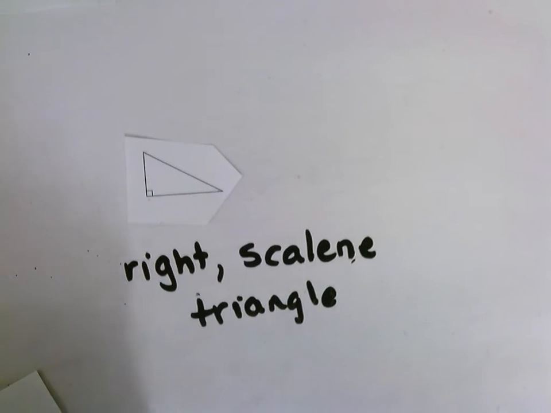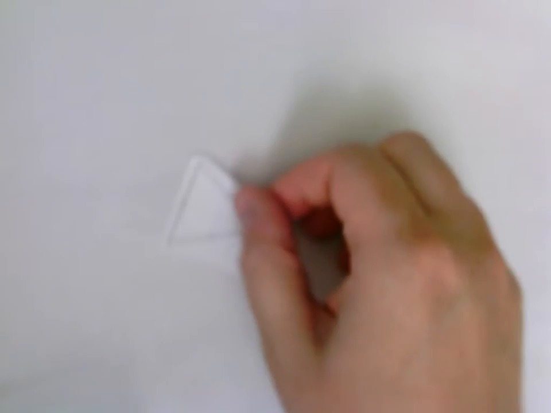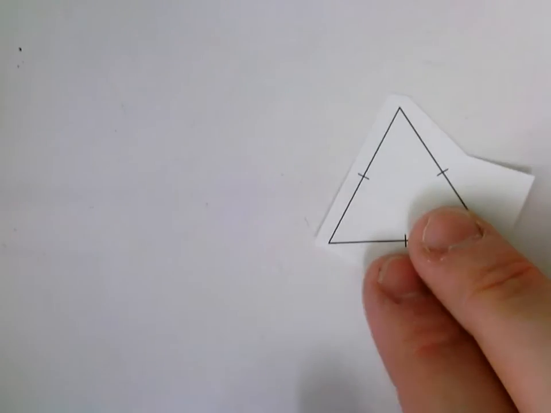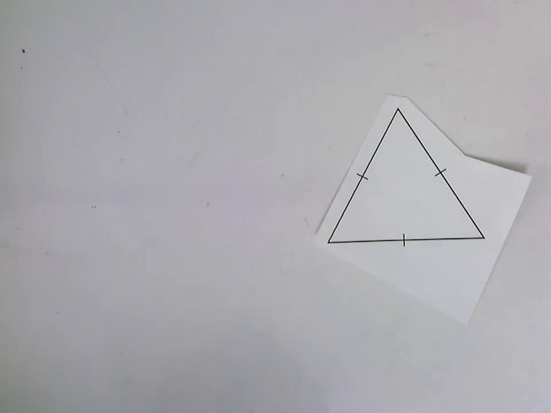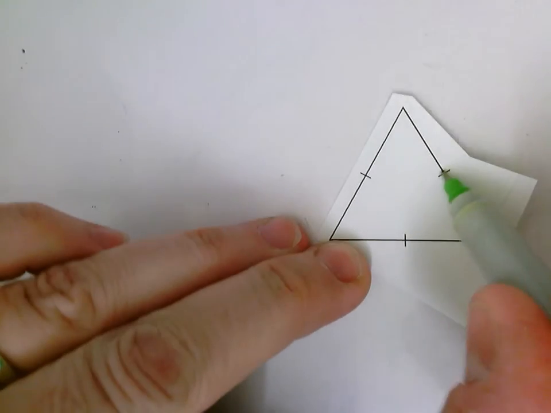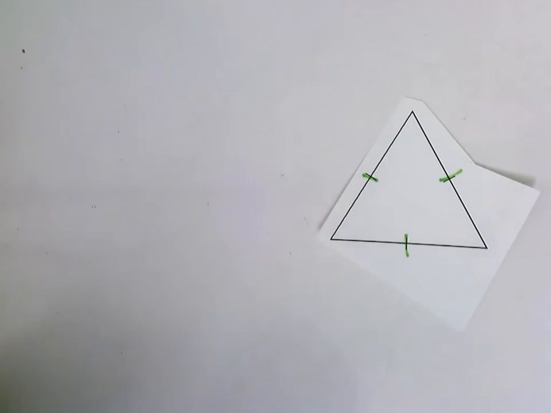Let's try one more example. Okay, here is our last example. I'm going to get a little closer for you. I see it has tick marks on each side. So that means that each of these sides are the same length. So that is an equilateral triangle, right? Equilateral.